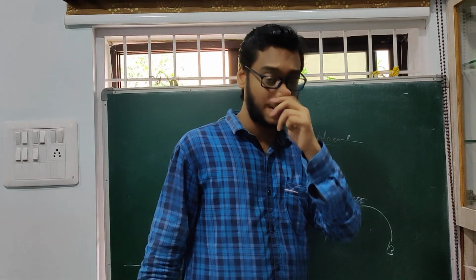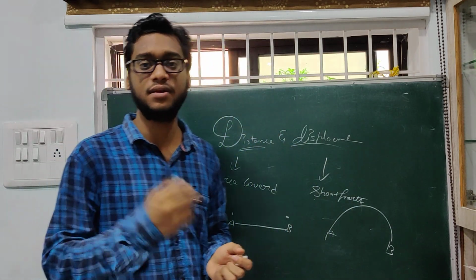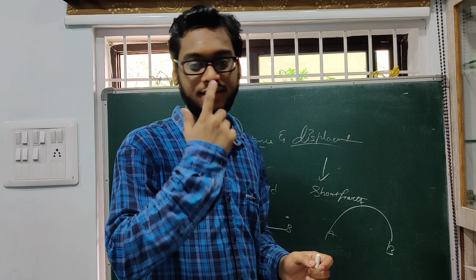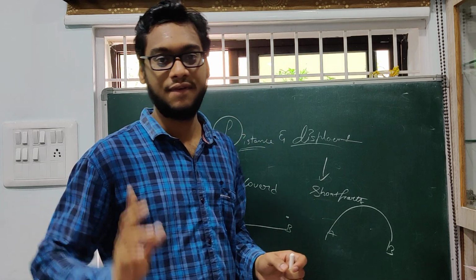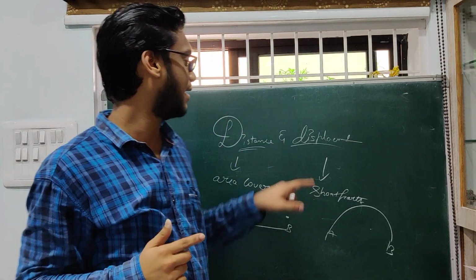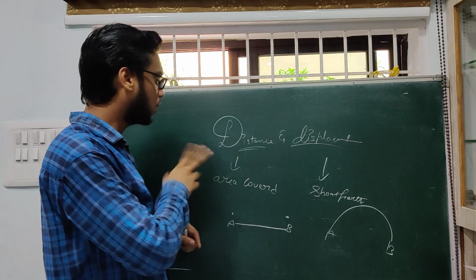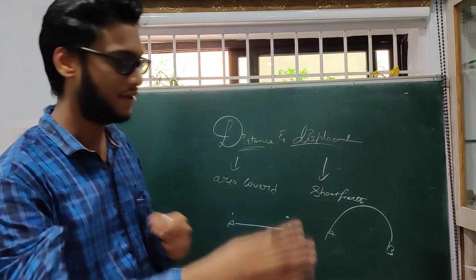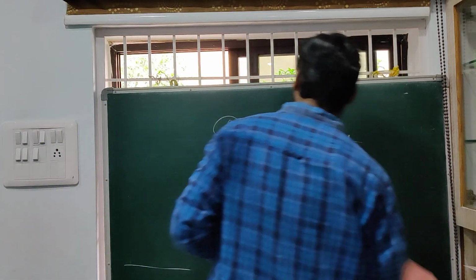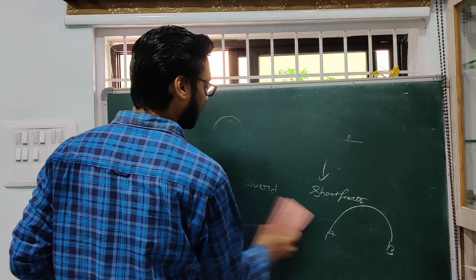If someone asks you, where is your nose? If you point to it like this, it is your distance. If you cross over like this and show them, it is your displacement. So these are the two concepts which are very important, very basic. That is your distance and displacement.